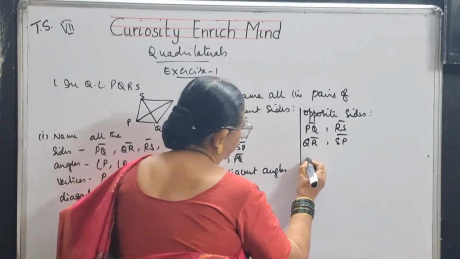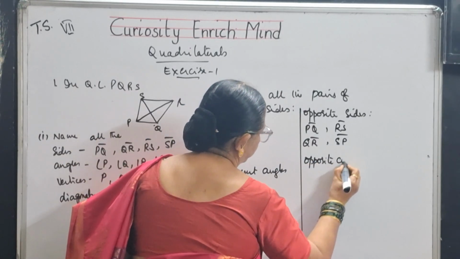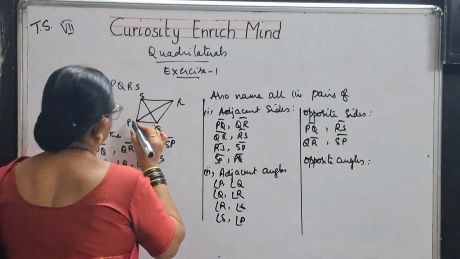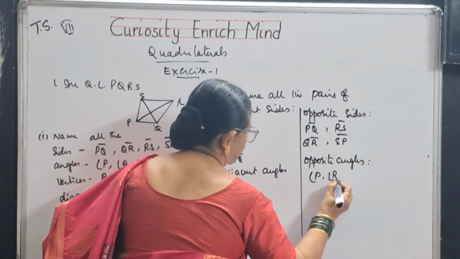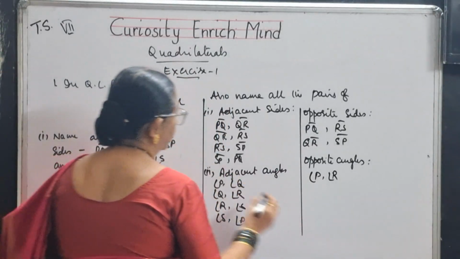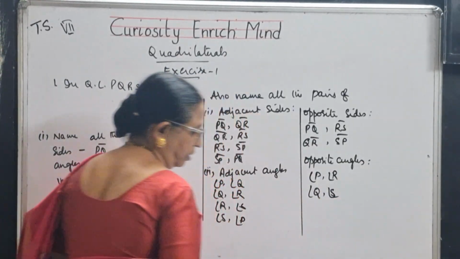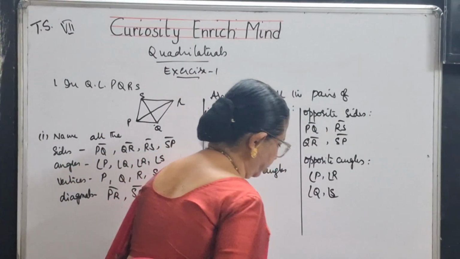Next, we need opposite angles. So, what are opposite angles? Angle P, angle R, and angle Q, angle S. These are opposite angles. So, this is what the problem is, children.